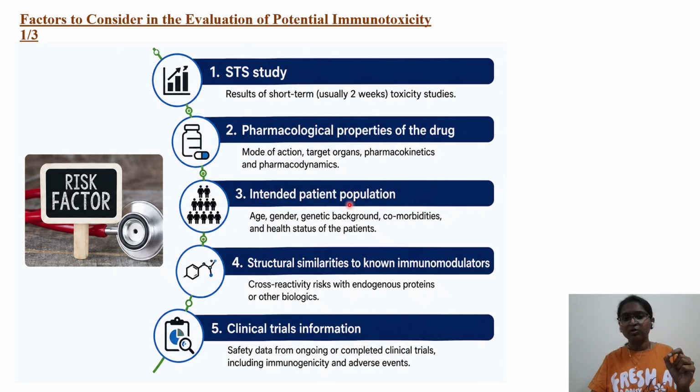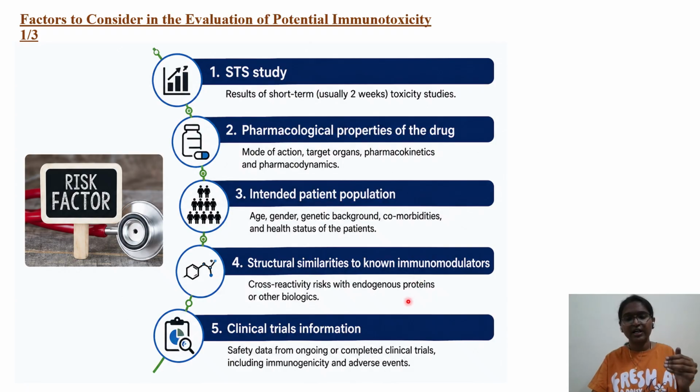Then intended patient population, we have seen what is the age of the population, whether it is pediatric or geriatric, or it is a children population, female population, gender, male or female, genetic background, if there is any genetic disorder, comorbidity, if the patient is having both hypertension and diabetes, and health status of the patient. Structural similarities of known modulators.